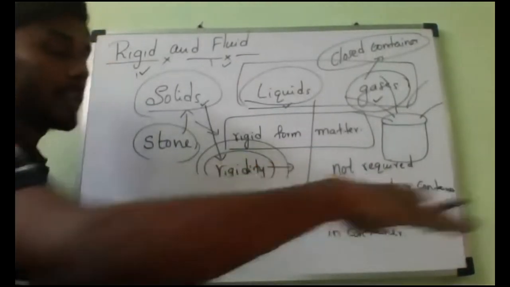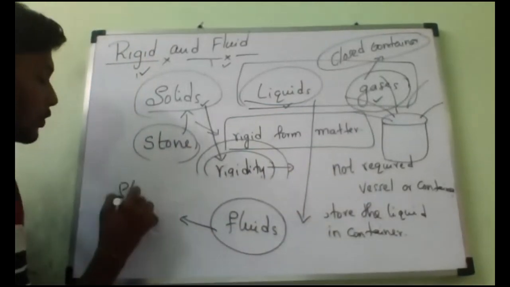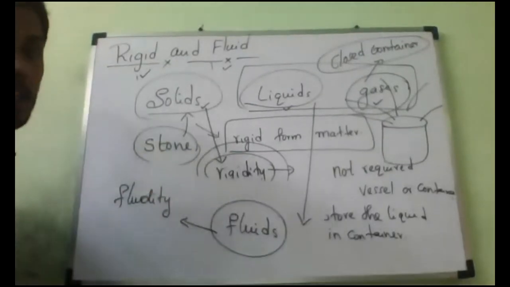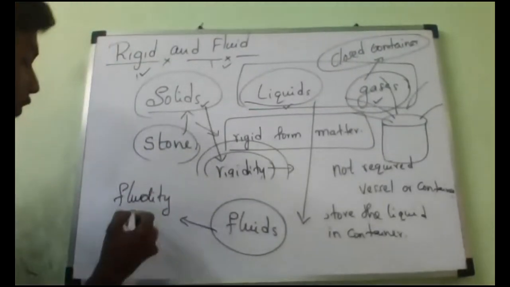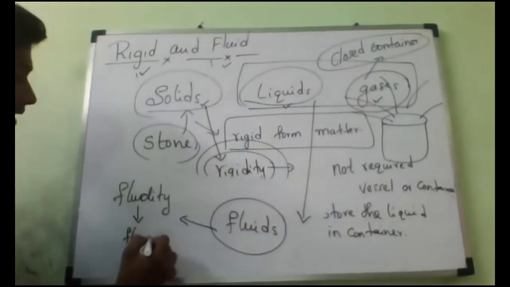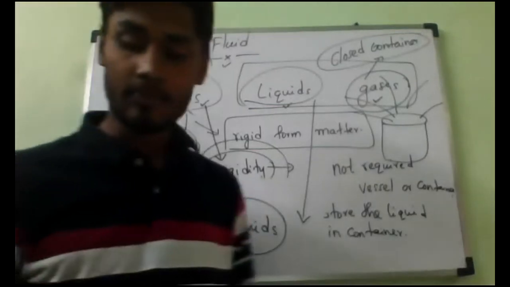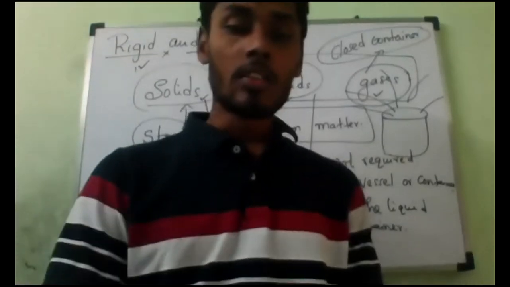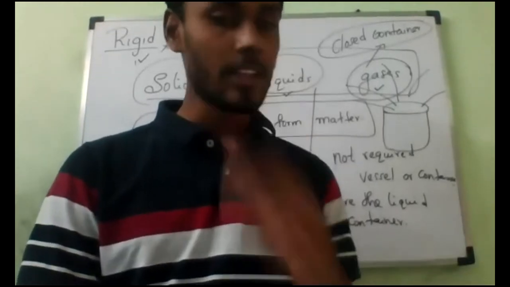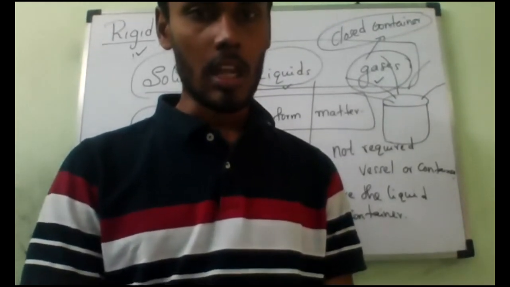And the flowing property, the motion property of fluids, is called fluidity. What should we call it? Fluidity. They can flow easily. So the tendency of flowing is called fluidity. Do you understand? Yes or no? Now I will show you some pictures to help you understand better. Does anybody have a doubt? No doubt, sir.